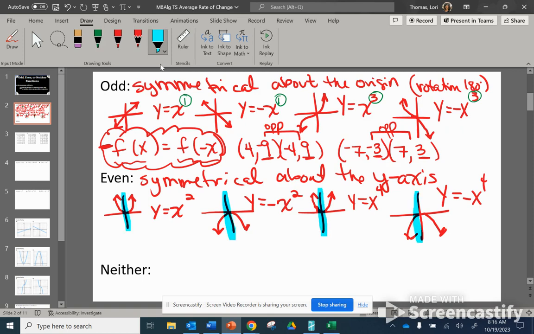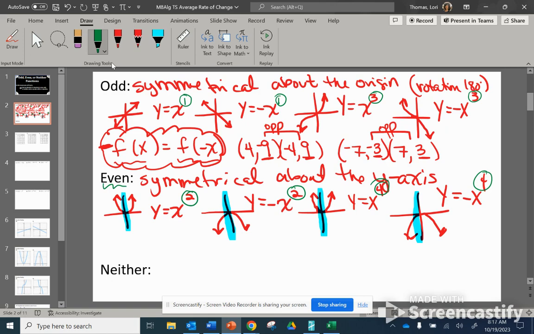If we were to fold this graph along the y-axis, this left side would mirror the right side. So here we can see that the degree of each of these functions are even numbers. So our two choices here is this function is either even or neither. So first of all, the first criteria to be even is the degree must be an even number. But again, not all even degree functions can be considered to be even.